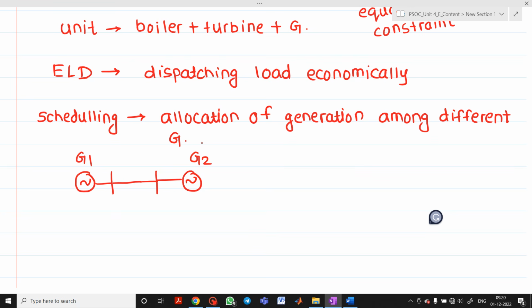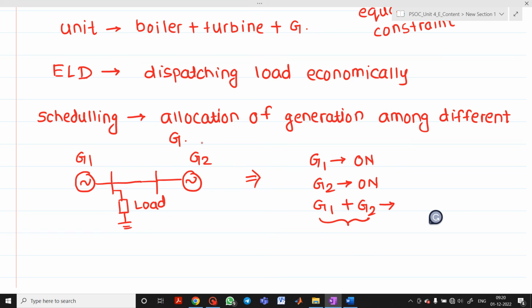Now suppose a load is connected to the bus of generator 1. If I ask you a simple question: suppose I want to serve this load, and I have two generators. Now there are three possibilities. First, keep G1 on and supply this load; second, keep only G2 active and supply the load; or third, you can have a combination of G1 and G2.